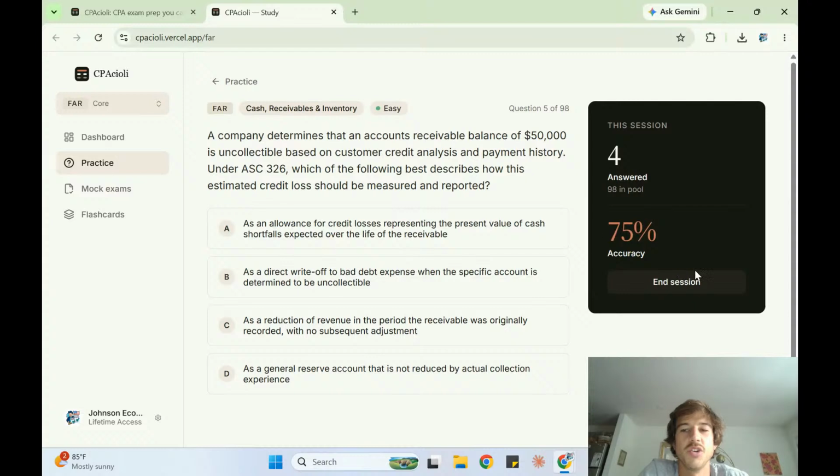And I like this accuracy bar because you have to get a 75% to pass the exam. So you can kind of see where you're at every session.